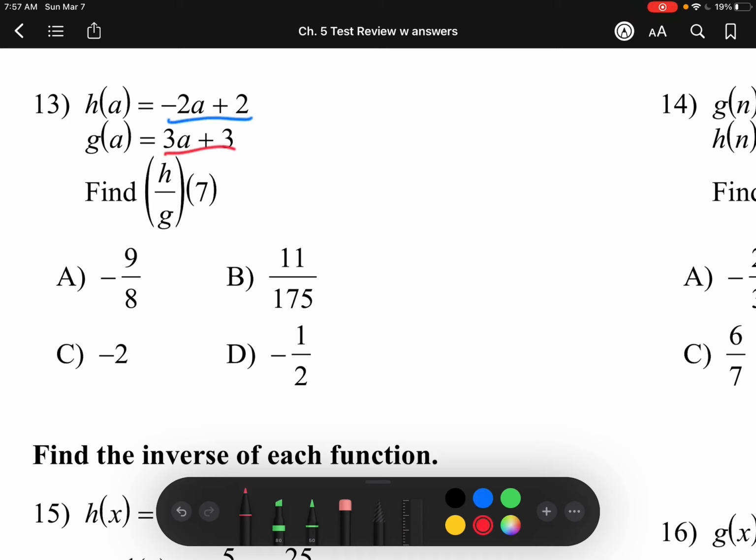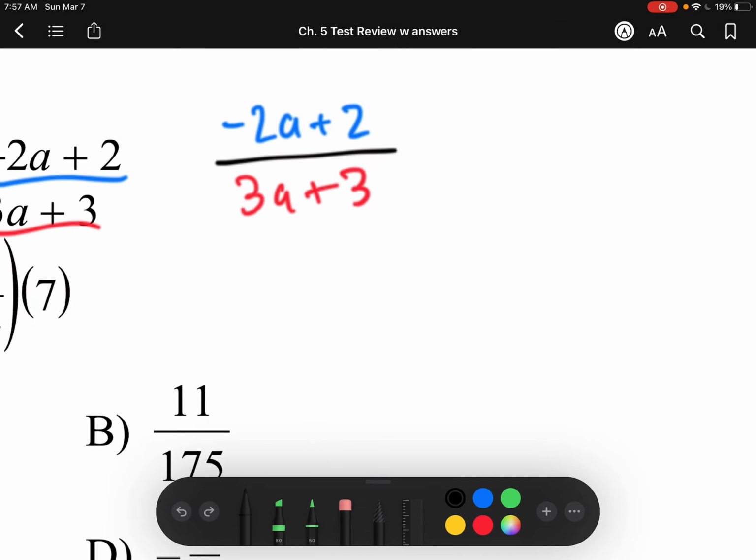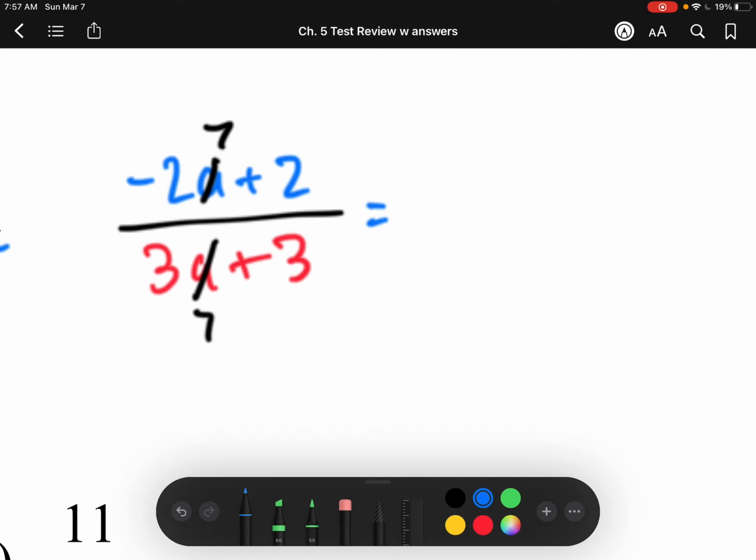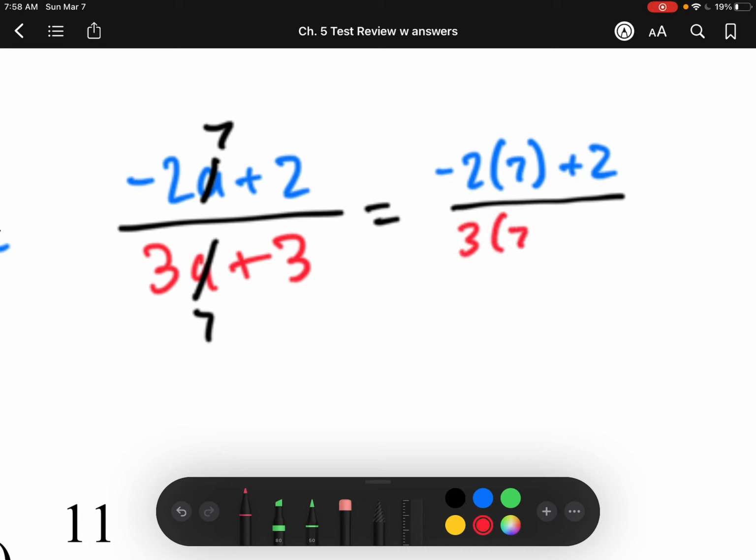this over this, right? Function h over function g. Function h is negative 2a plus 2 over 3a plus 3, right? Normally here you would simplify this, but it can't be simplified any further. So what we're going to do is replace the a's with 7, right? So this becomes negative 2 times 7 plus 2 over 3 times 7 plus 3.